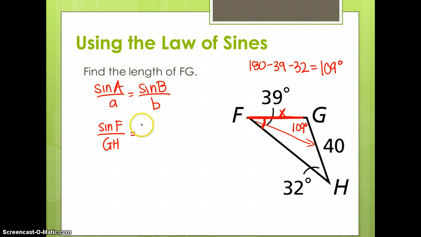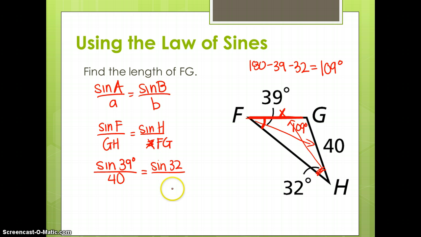Also, I can write the sine of angle H, and which side does it go with? It opens up to X. Oops, sorry, I've got to put FG. The idea here is you want to find three pieces of information when you're writing your law of sines. I have angle F is 39 degrees, I have GH is 40, I have angle H is 32, and the piece of information I don't have that I want to solve for is this X value.